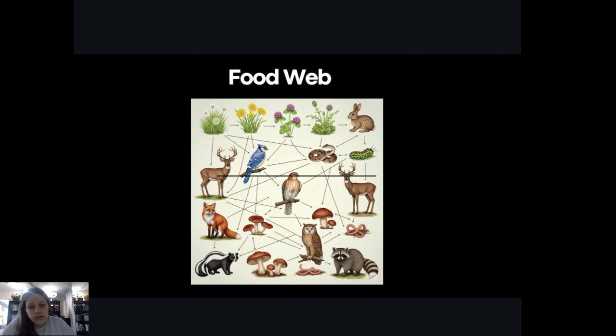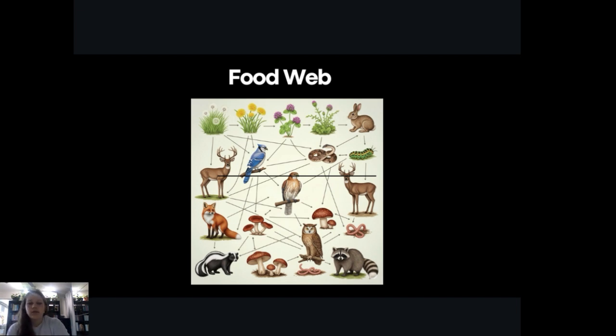The decomposers in here are the fungi and earthworms. Energy flows from plants to herbivores to predators, and finally, back to the soil through decomposers. It shows just how connected everything is. A change in one level affects all others.